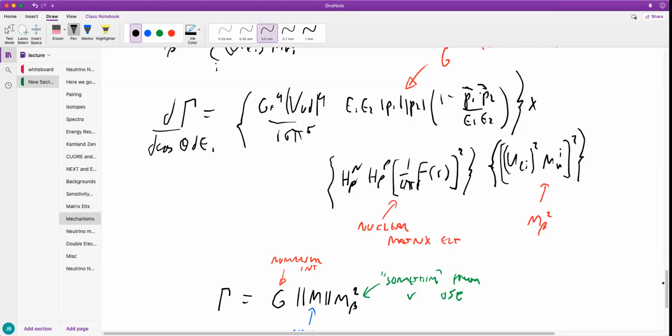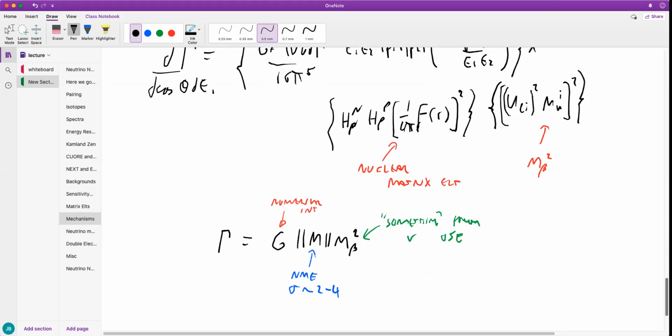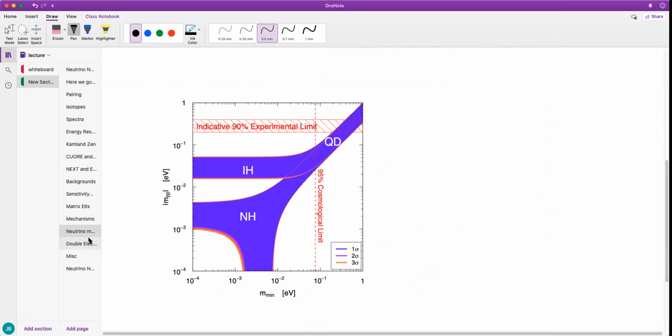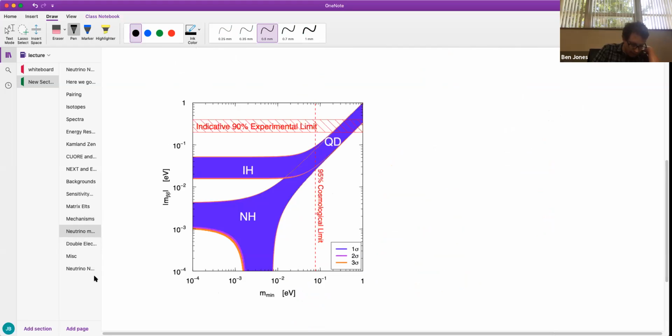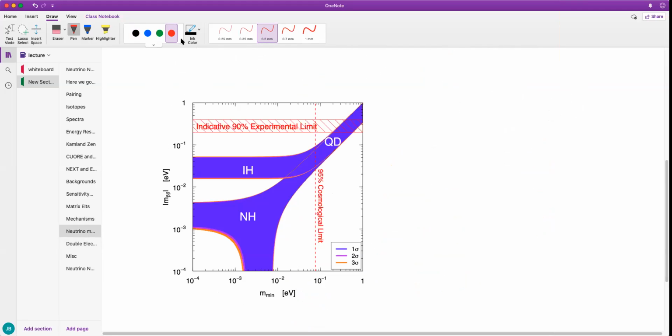Actually, Ben, do you have a picture of the normal hierarchy and inverted hierarchy bands with any current limits on there? Oh, I guess that's sort of a cartoon limit. No, I don't have it in this talk, but I can tell you where it is. Yeah, I guess maybe this plot tells the story.